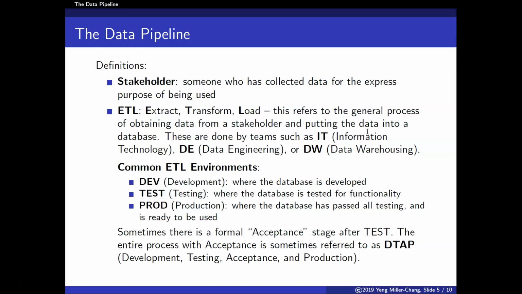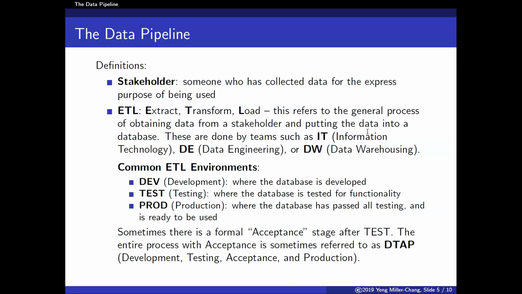Let's define these terms. A stakeholder is just someone or some set of people who have collected data for the express purpose of being used. ETL, or extract, transform, load, is traditionally IT terminology, and I haven't seen this mentioned in any data science textbooks, but it is a fundamental part of data in practice. Broadly speaking, ETL refers to the process of taking extracts of raw data and transforming them so that they are ready to be loaded into something like a database of tables. We're not going to cover all of the nuances of ETL in this class, but you need to at least be aware of what it is.